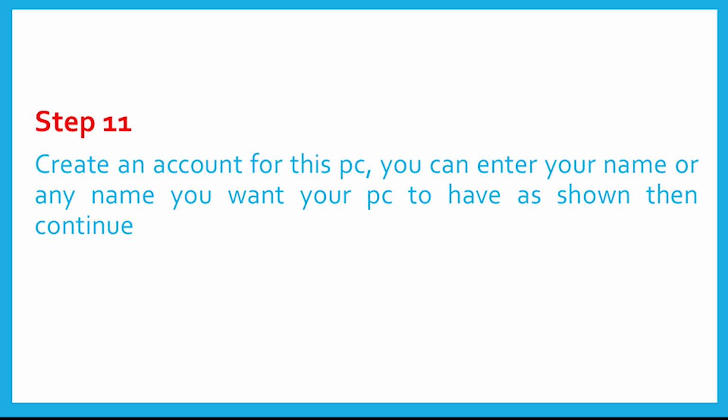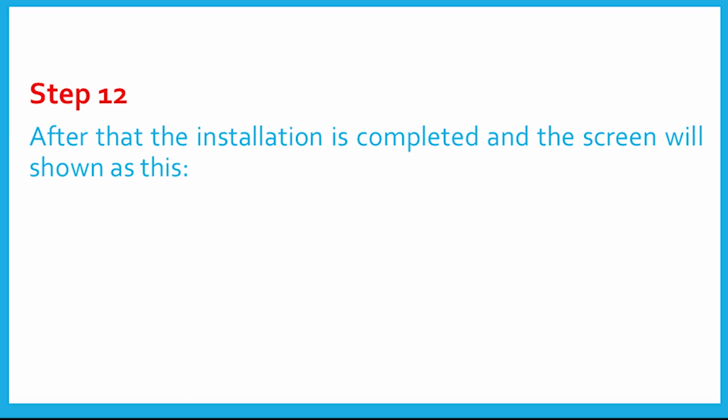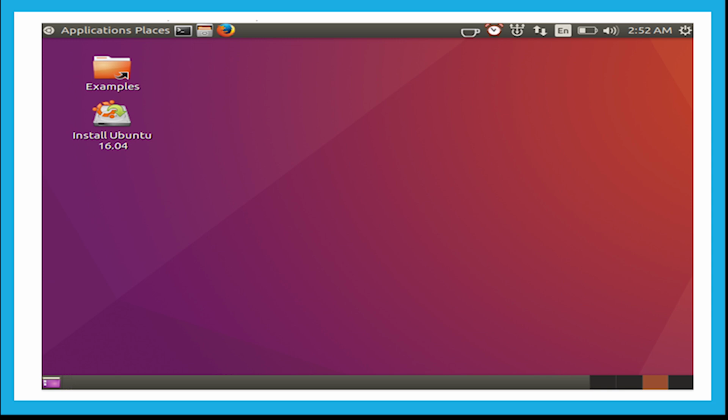Step 11. Create an account for this PC. You can enter your name or any name you want your PC to have as shown below, then continue. Step 12. After that the installation is completed and the screen will show as in the figure below. This is how to install Ubuntu OS on your computer.